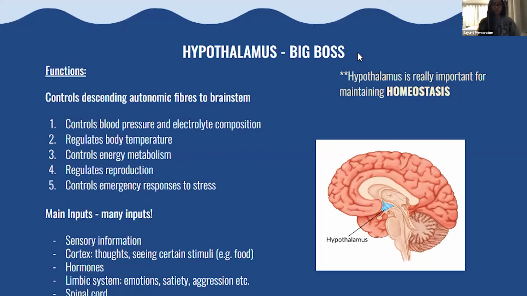And in terms of inputs, as I mentioned before, it gets inputs from lots of areas of your body. That is just so it can keep an eye on whether it needs to change anything to maintain homeostasis. So sensory information and hormones are the main ones. If there's any big changes in the hormone levels in your bloodstream, your hypothalamus can respond to that. And then other places like your cortex and your limbic system will contribute things like thoughts and emotions. And then your spinal cord can also give some information.